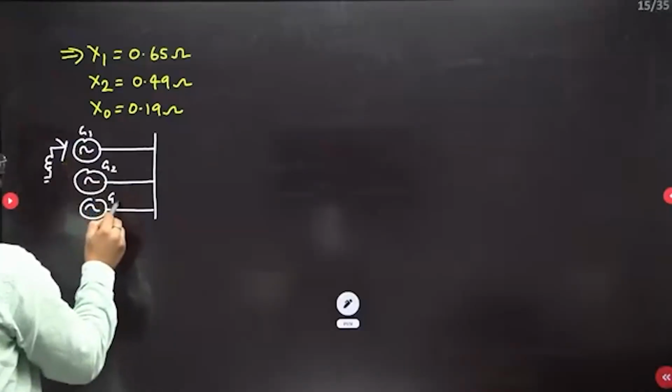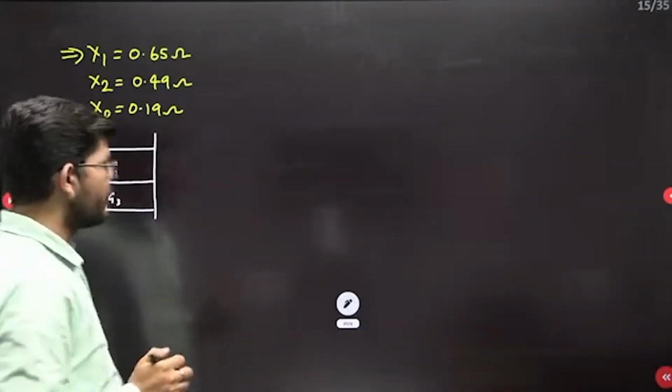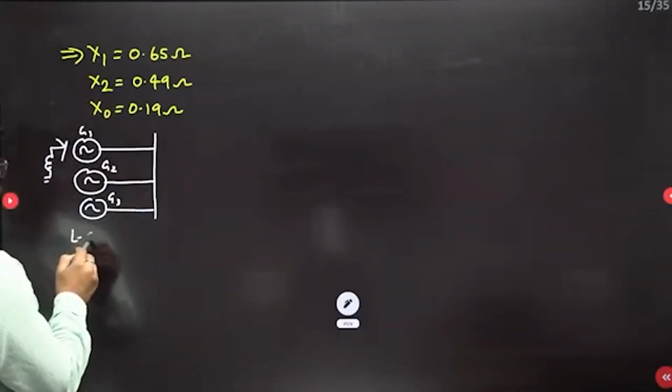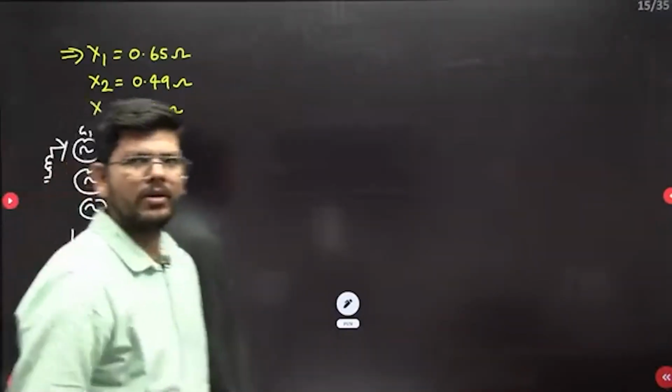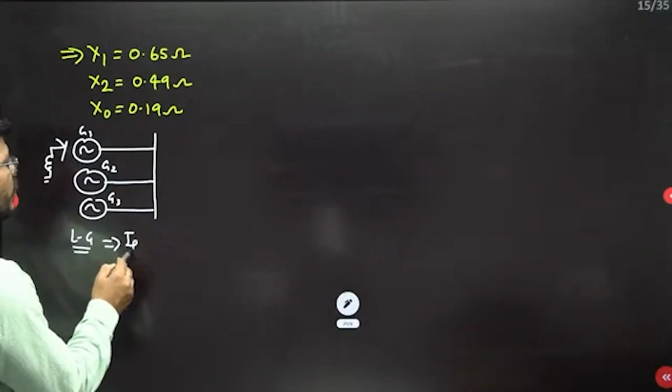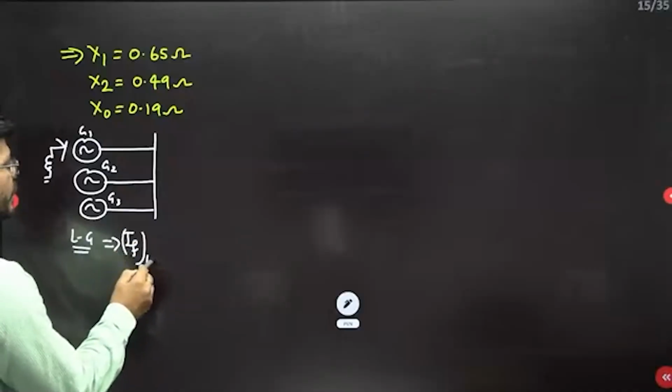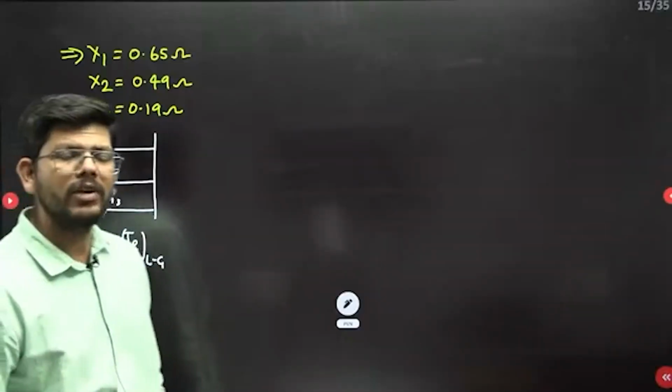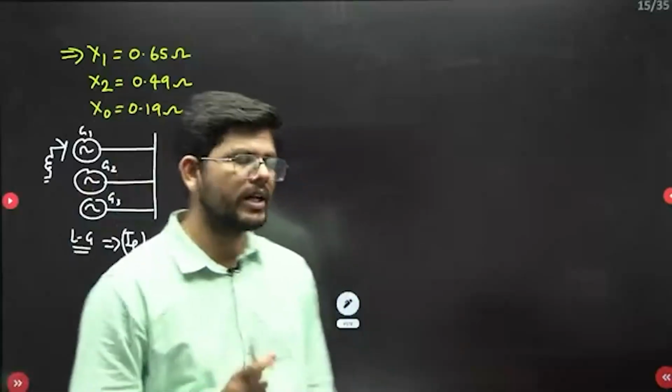G2 and G3, their neutrals are not grounded. And there is a line to ground fault occurring on the bus bar. Then you have to calculate what will be the value of line to ground fault current.